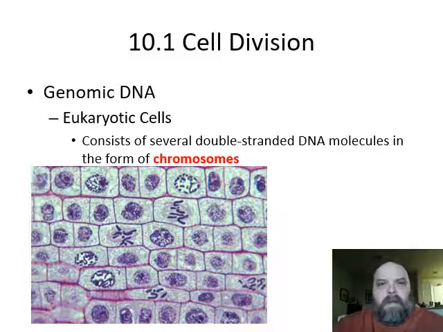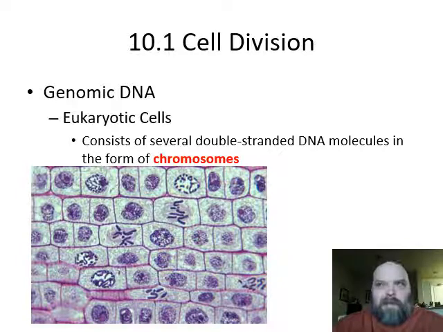Now, keep in mind, the majority of this chapter is going to be discussing how to equally divide all of these chromosomes. You have 46 chromosomes in every one of your cells. 23 from mommy, 23 from daddy.